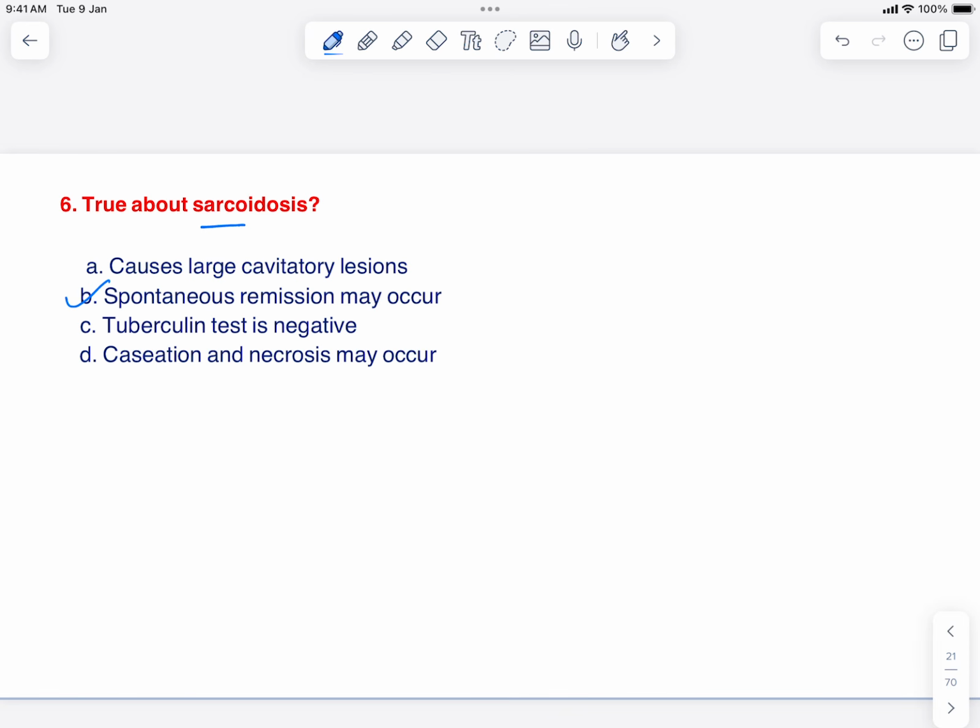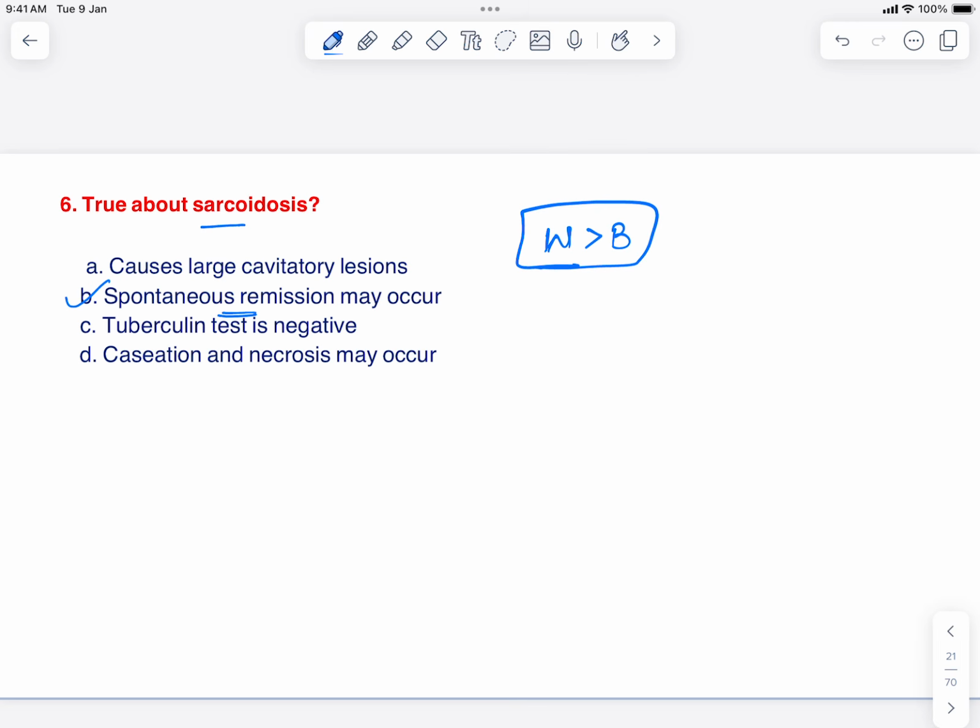See, acute sarcoidosis is more common in whites compared to blacks, and that is usually associated with spontaneous remission. Spontaneous remission also occurs in patients with Lofgren syndrome. It can also occur with bilateral hilar lymphadenopathy, ankle arthritis, and erythema nodosum.